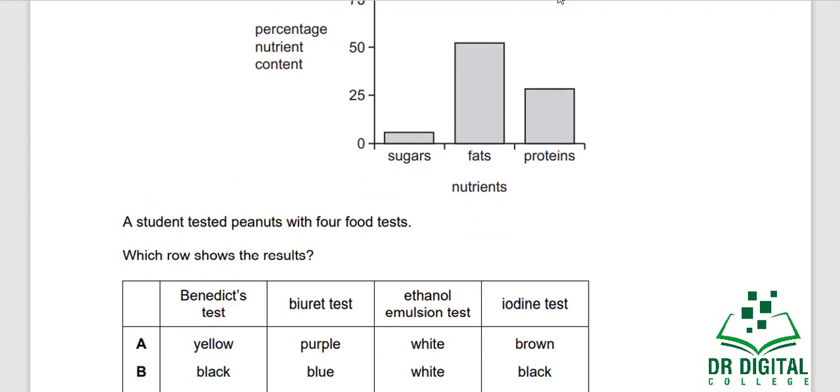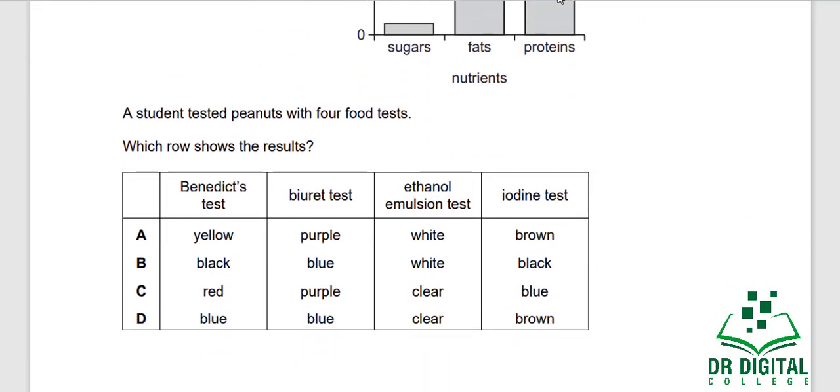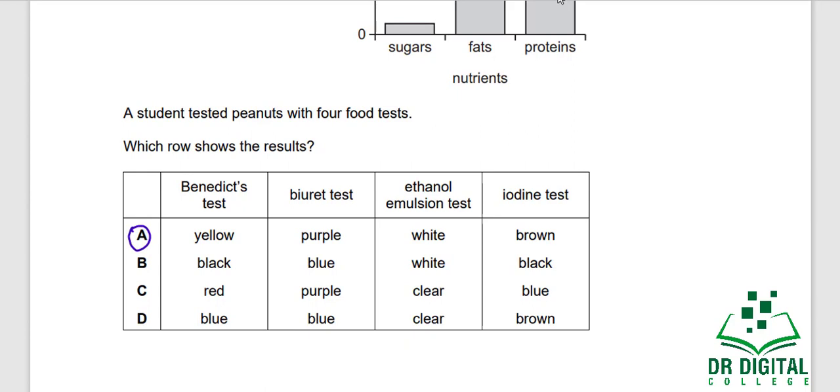We do not know whether some starch is present in peanuts or not, but it's not shown here by this analysis. So the answer for this question should be A, because it is giving a positive test for sugars, a positive test for proteins, a positive test for the fats, but a negative test for the starch. So the answer for this question should be A.